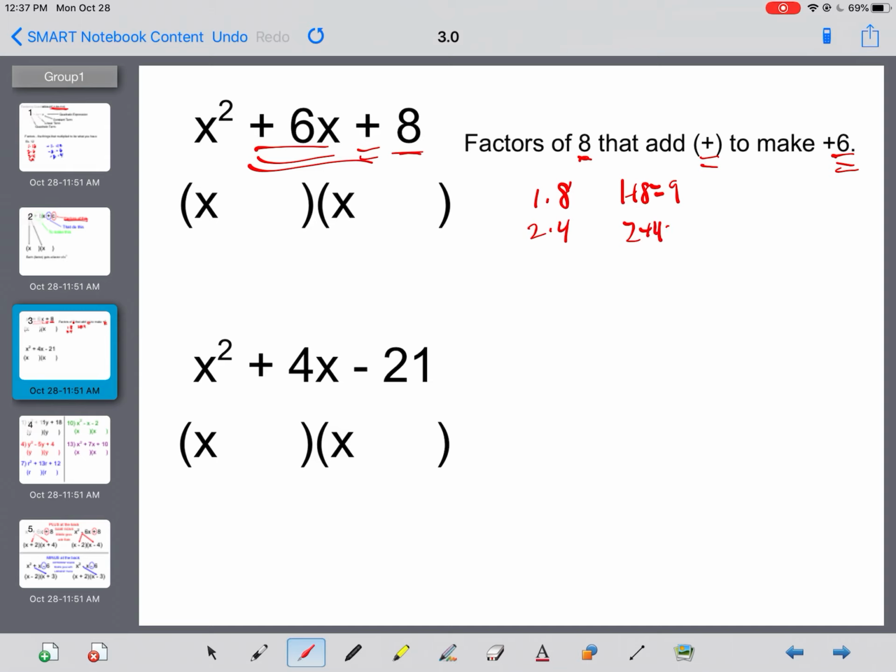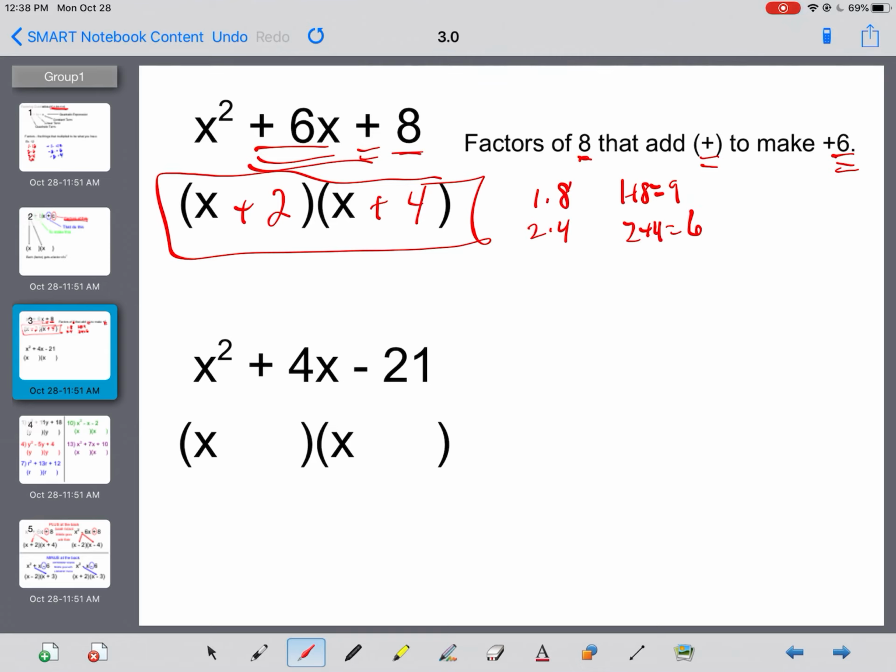And 2 plus 4 is 6, so we want the 2 and the 4. And what kind of 2 and 4? Well, we can look in the problem. We need it to be positive 6, so we need positive 2 plus positive 4. And that's all it takes. Factors, the last thing to do is the sign in front to make the middle.